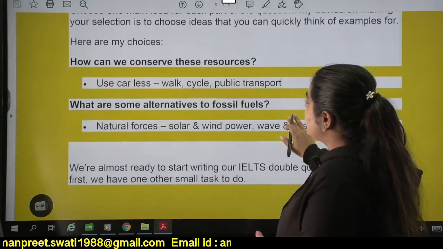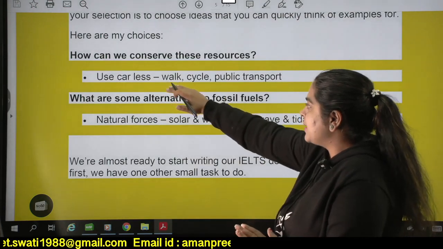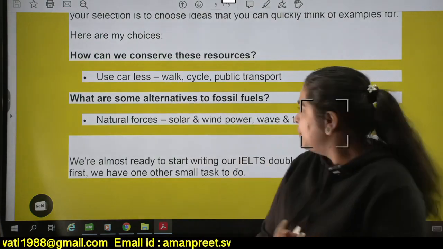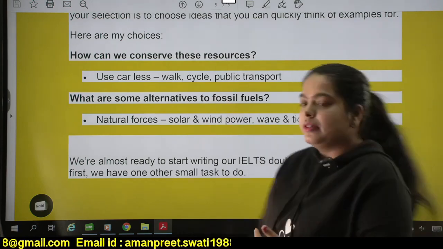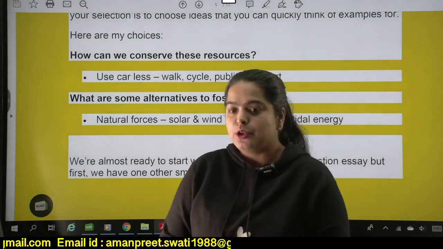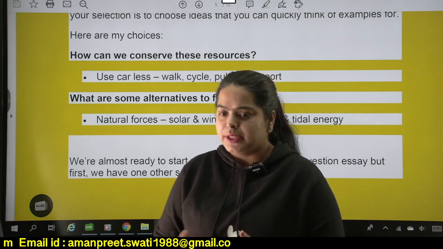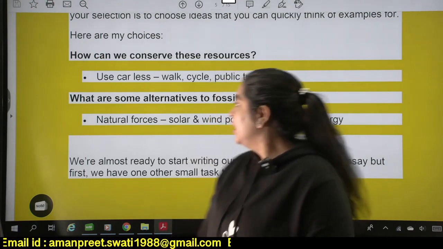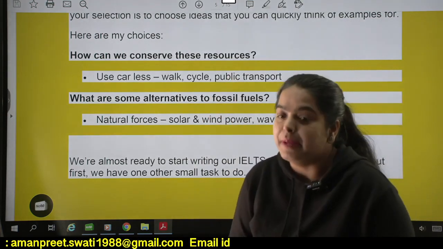Now, how can we conserve these resources? Take one point. If you have taken this point, use the car less. You can use public transportation. You can prefer your bicycle to the car. You may prefer to walk instead of taking your vehicle when you are commuting from one place to another and the distance is not that much, right? So just take one point and explain it in a detailed manner.